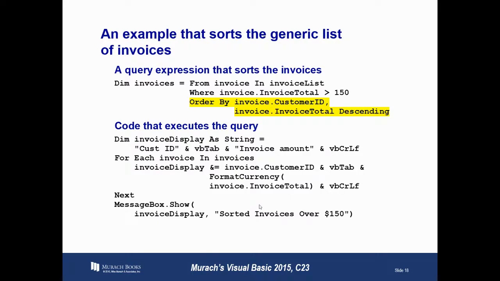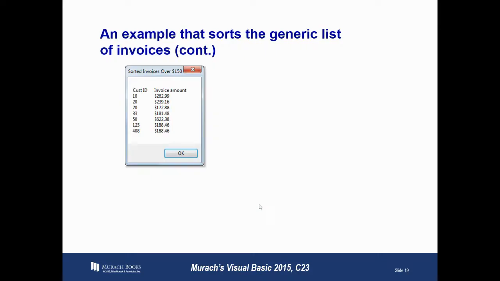Here we're looking at invoices again, where the invoice total is greater than 150, and we're ordering it by invoice.customerID. And again, because it does not say ascending or descending, ascending is assumed. And then after we order it by customer ID, we want to order it by the invoice total descending. And we build a string to show in the message box.